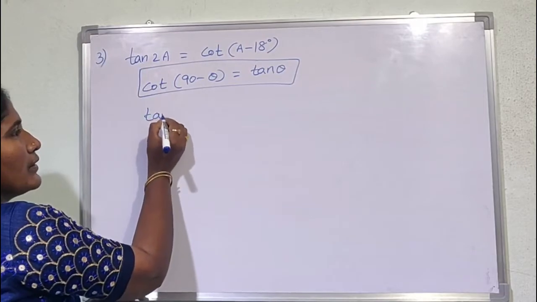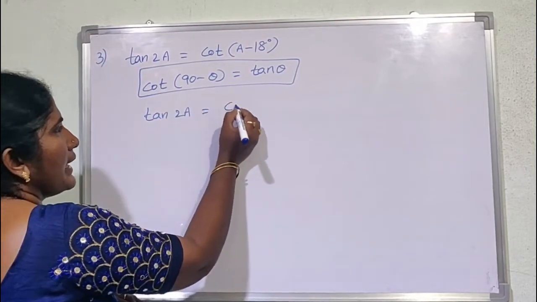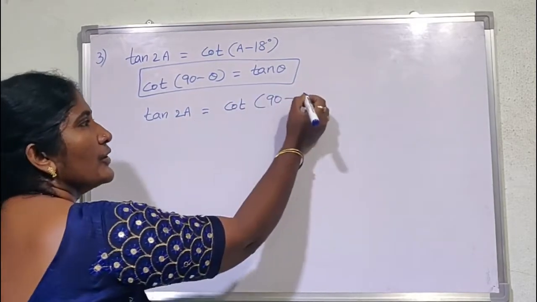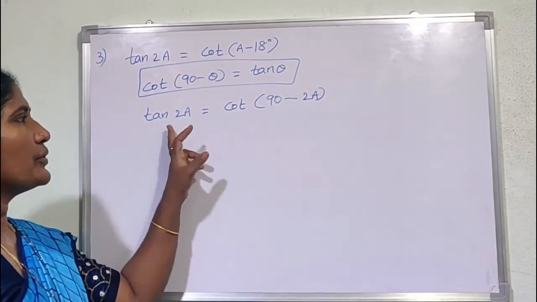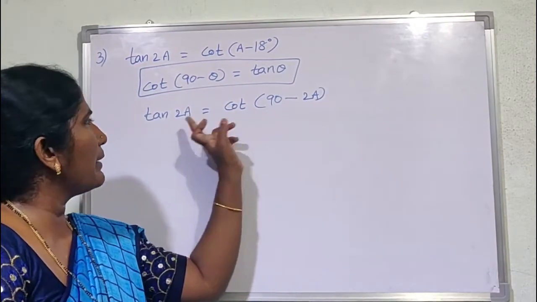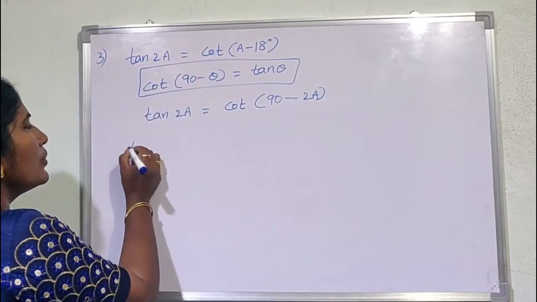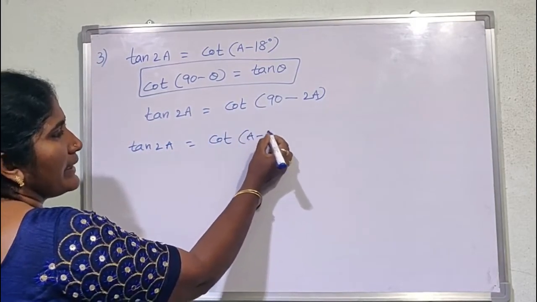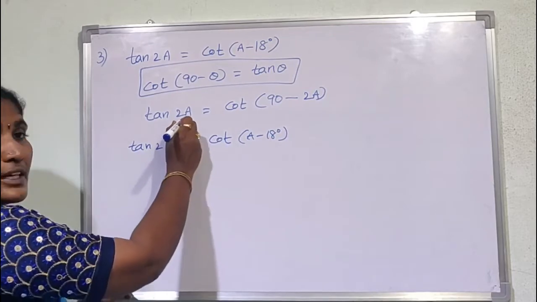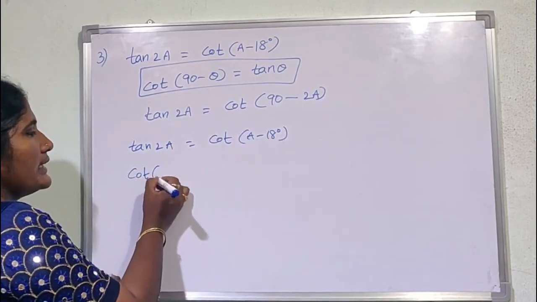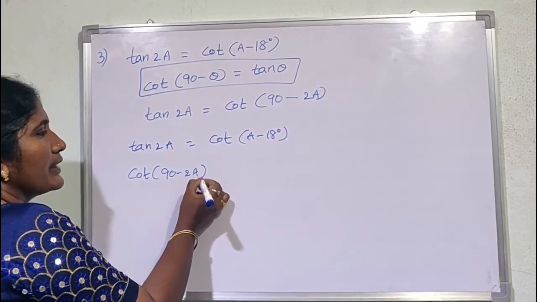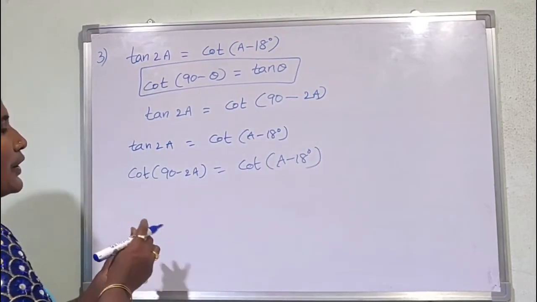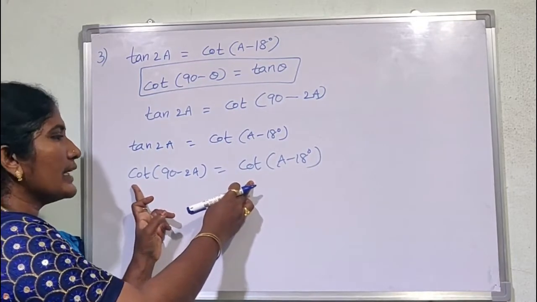Now tan 2A can be written as cot 90 minus, what is the theta value here? 2A. So tan 2A can be written as cot 90 minus 2A. Now substitute here. What is the equation? Tan 2A is equal to cot A minus 18 degrees. Substitute instead of tan 2A, cot 90 minus 2A is equal to cot A minus 18. Now both sides ratios are same, cot and cot.